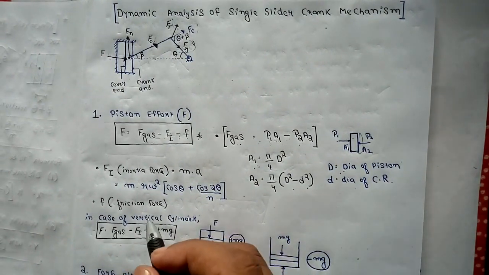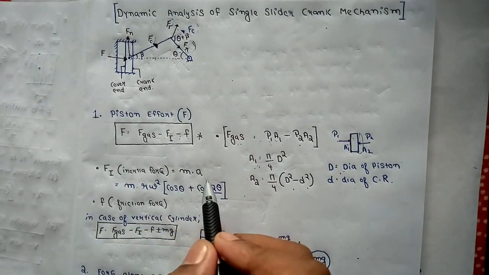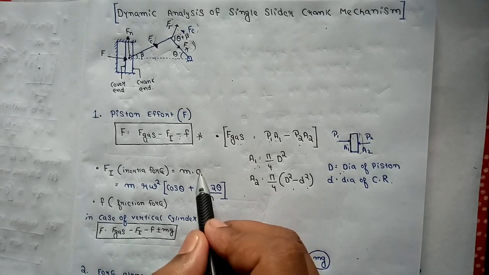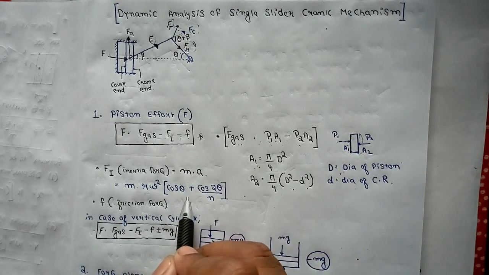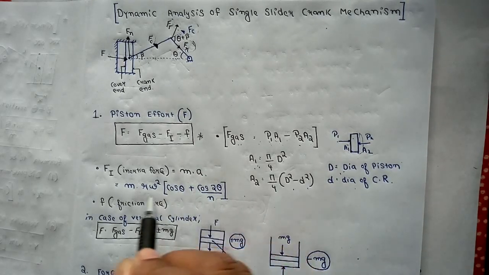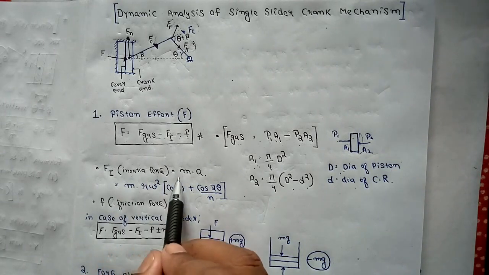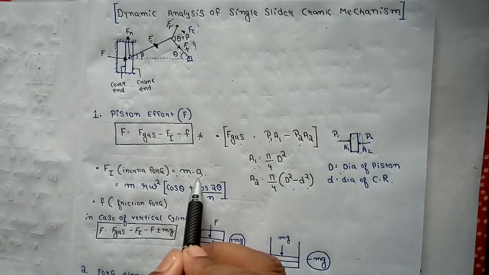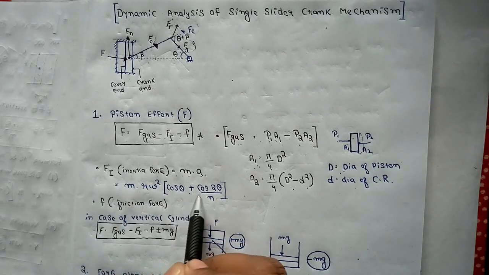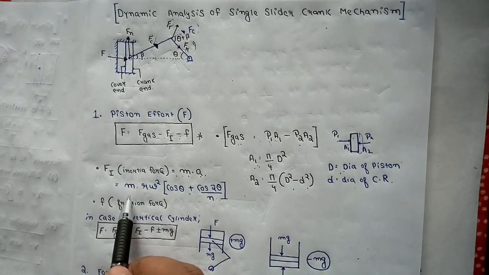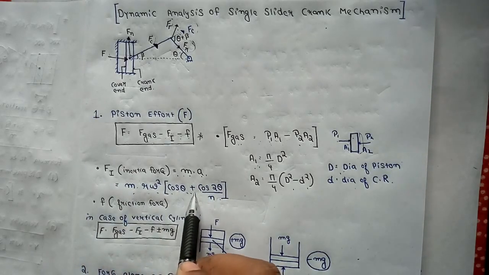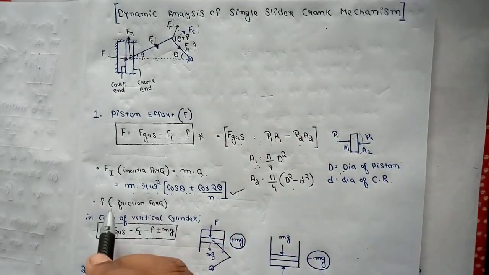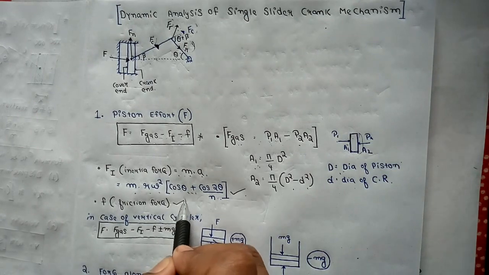We know that force is given by mass into acceleration, and in the last video, in the kinematic analysis, we came to know about the formula of acceleration. It is simply r omega square into (cos theta plus cos 2 theta by n). So inertia force equals mass into acceleration, so Fi will be m r omega square (cos theta plus cos 2 theta by n). This is how we can find inertia force, and friction force will be simply given in the question.